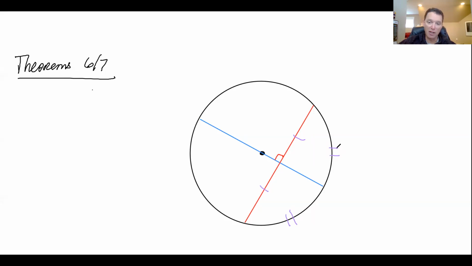I know we talked earlier today about the central angle and the chord and the arc as well. That's not really what we're getting at right here. But what the theorems here say is, if the blue line is perpendicular to the red line, then it bisects the red line and the arc.